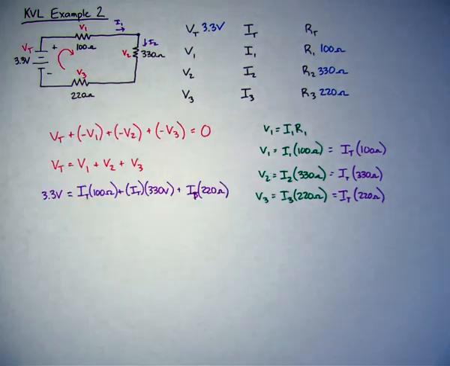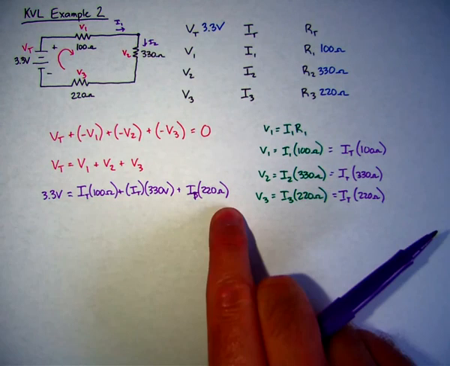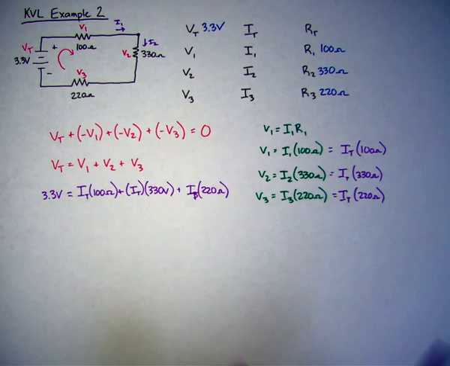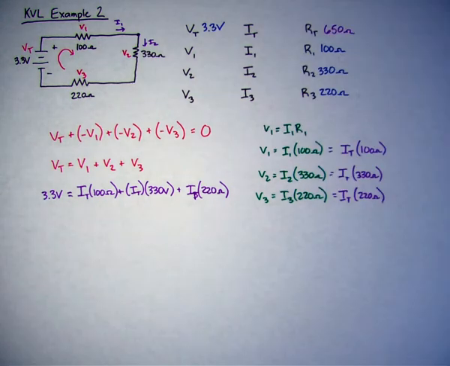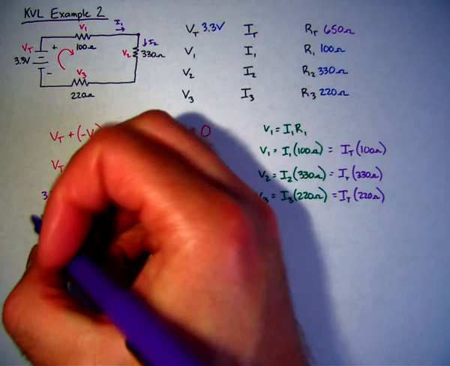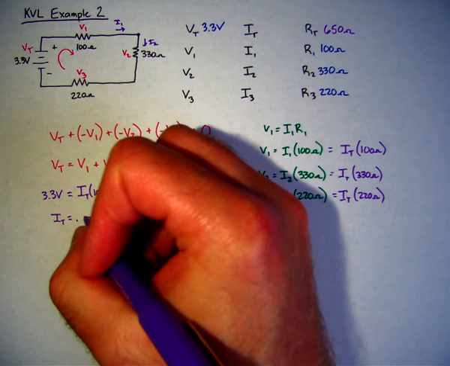I know the total voltage is 3.3 volts. So what I can do now is solve this. I can combine these three together. You'll notice that the resistors add up. That's going to be our total resistance. That's where that comes from. And then I can find our total current. So if I add up 100 plus 330 plus 220, that's my total resistance, which is 650 ohms. Now if I take 3.3 volts divided by that, that's going to be my total current. So I get a total current of 0.0051 amps.